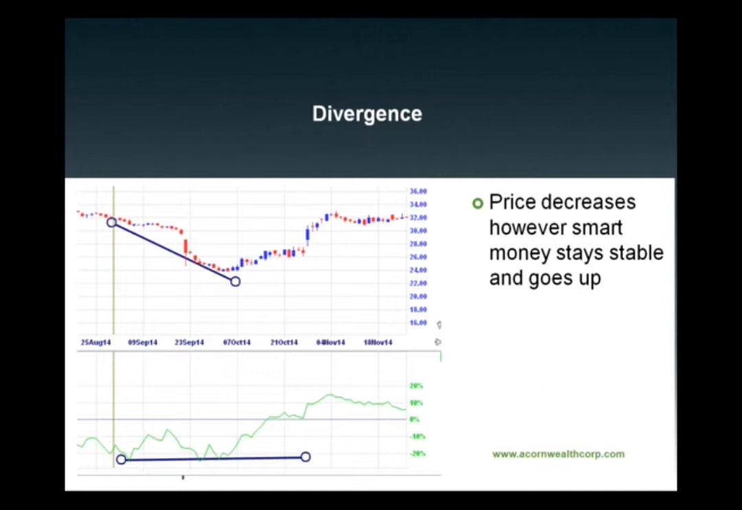So when all three things are happening, it's assumed that the smart money is buying. And so one of the most valuable indicators I use for divergence or any kind of analysis is to look at whether the smart money is buying or not, as indicated by money flow.